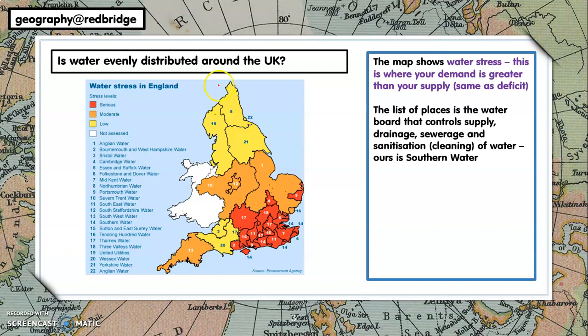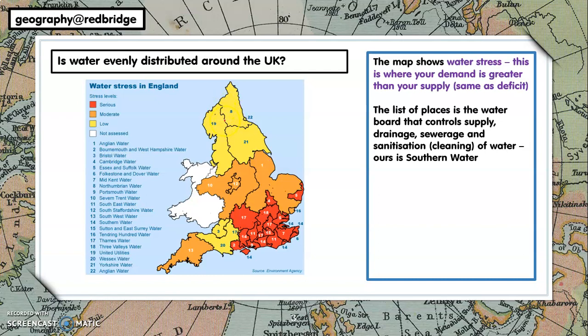You'll notice that some of these water boards are much bigger than others. Look at this one here, number 19, United Utilities, which takes in the whole of Cumbria and Lancashire. Number 21 is Yorkshire Water, with 4 different counties within that. Then up the top here we've got Anglian Water, number 22, same as number 1. And then we've got number 8, which is Northumbrian Water.